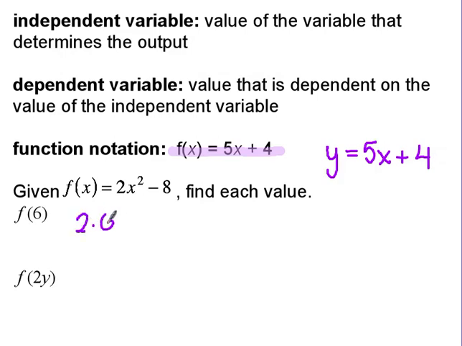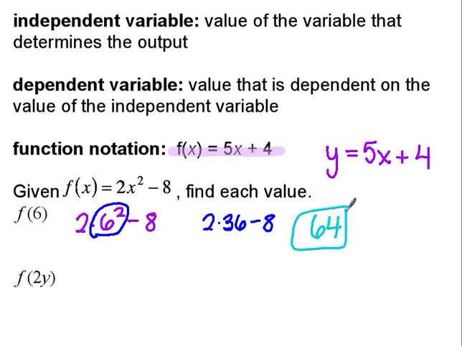Put 6 in for x. Order of operations states you do what first? The 6 squared. So this is what I'm going to do first. What is 6 squared? So I really have 2 times 36 minus 8. What is 2 times 36? Minus 8? 64. Okay. So all you're doing is plugging those in and going from there.